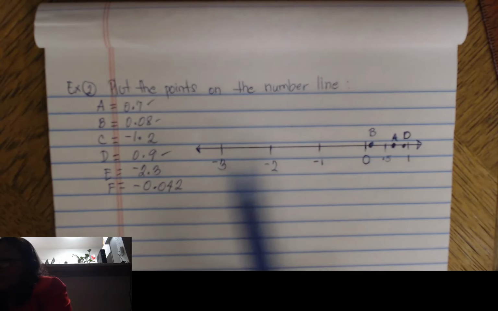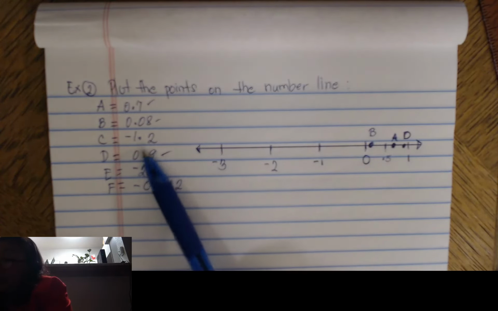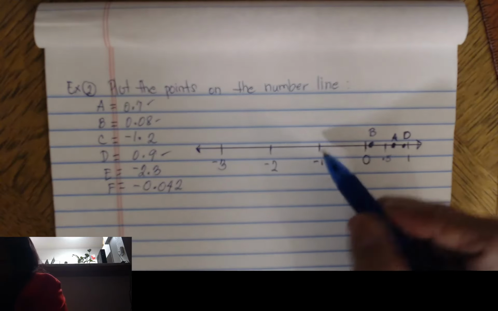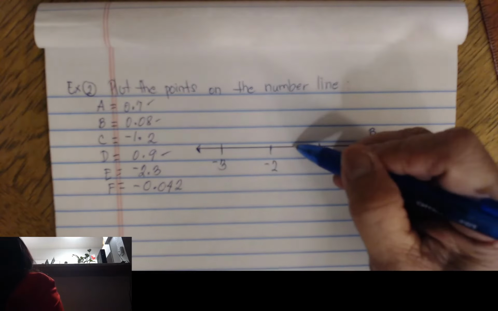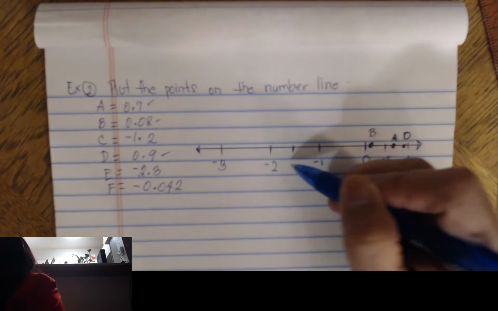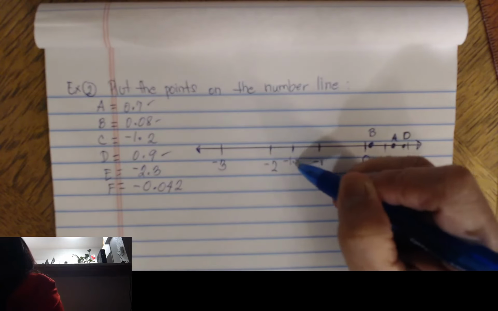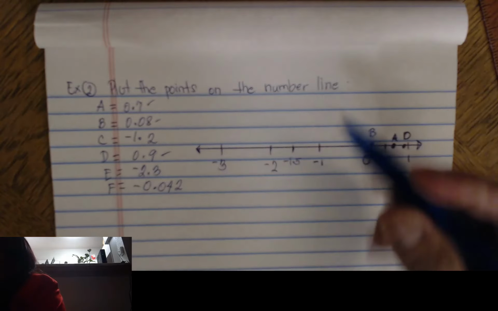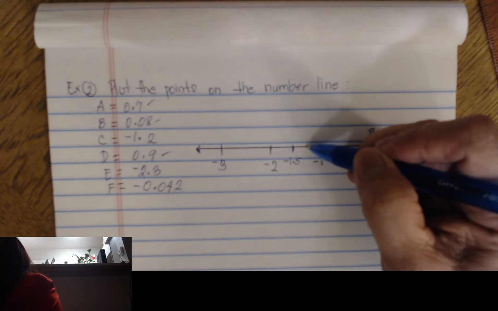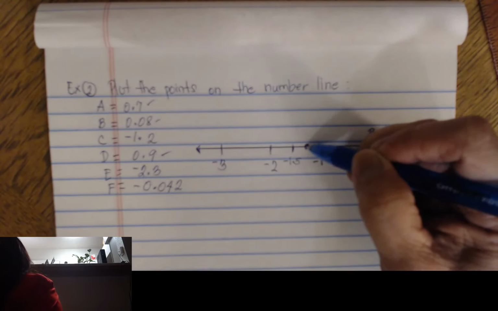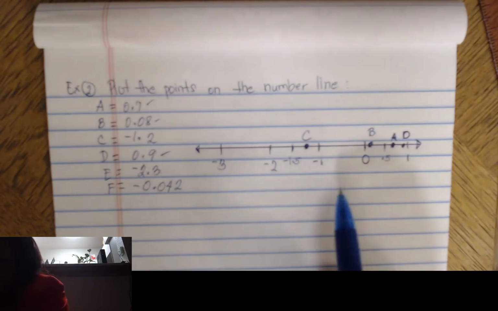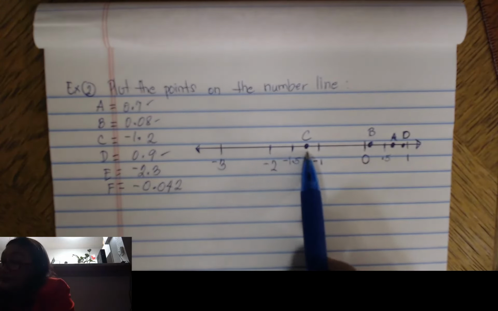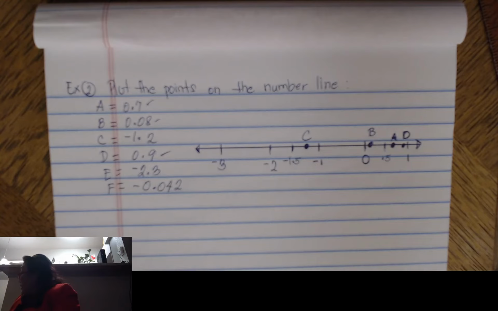So now you of course have to plot your negative. So negative 1.2. Well, this is negative 1. I have to pass through negative 1. The middle here is negative 1.5. Well, negative 1.2 will be somewhere right here, I believe. Okay, so that would be now, the name of this point is point C. Okay, the next.